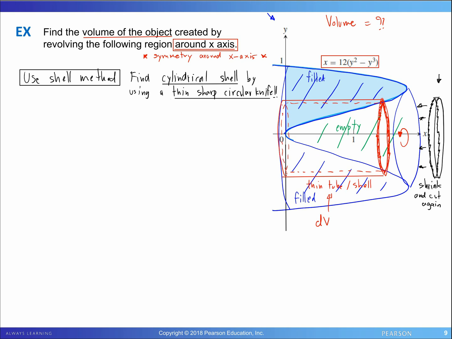Differential volume. From the last slide, we learned that this tube or shell can be cut, spread out flat, and then turned into a cuboid. So we can turn this cylindrical shell into a flat cuboid. And this means that this dV, differential volume, can be found by the volume of the cuboid, which is equal to the height of the cuboid times the length times thickness.